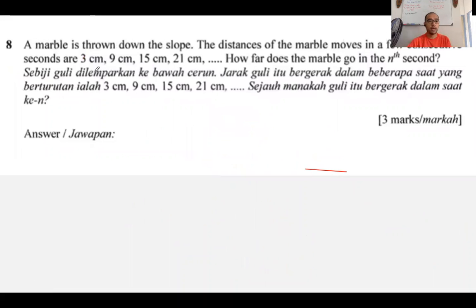Okay, question 8. A marble is thrown on the slope. The distances of a marble move in a consecutive few seconds, 3, 9, 15, 21. Okay, this is bab apa? Progression lah. Okay, this is progression. Now, in progression, there are 2 types of progression, AP and GP. Okay, AP is tambah tolak, GP is darab. Okay, darab nombor atau darab pecahan.